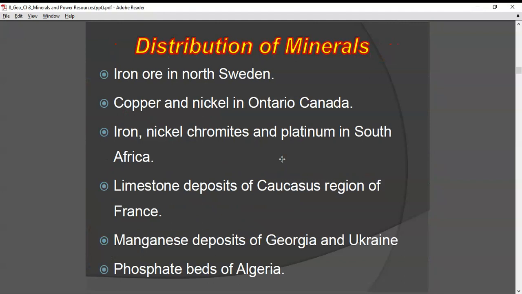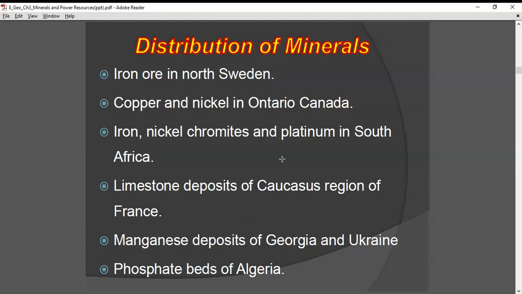Okay. So now let us see the distribution of minerals in different parts of the world. Different minerals are found, and in some countries we have minerals which are found in larger quantities. So the country becomes famous for that particular mineral.